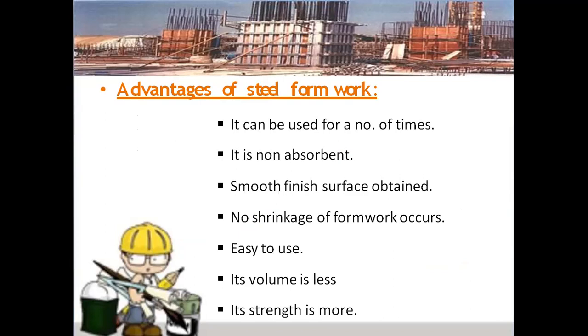and it is non-absorbent, and a smooth finish surface can be obtained by using steel formwork, and no shrinkage of formwork can be seen in this type of formwork, and it is easy to use, and its volume is less, and the strength is more when compared to the other forms of formwork which we have used.